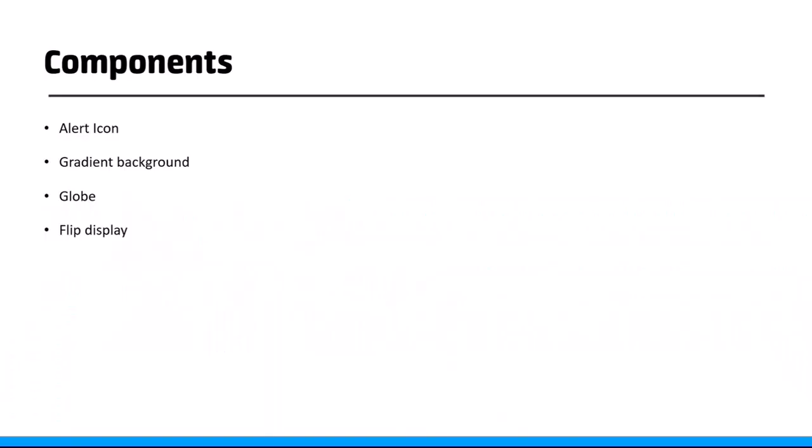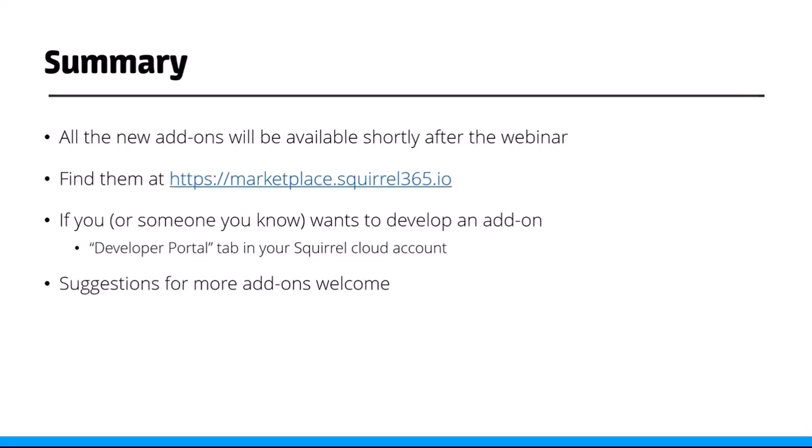So that's where they are, the UI components: the alert icon, the gradient background, the globe, and the flip display, to add to the 7 functions that we saw earlier on. As I say, all of these will be available shortly after the webinar, and you'll find them in the marketplace. If you or someone you know wants to develop an add-on, then you can go to the developer portal in that tab in your Squirrel Cloud account and develop away.